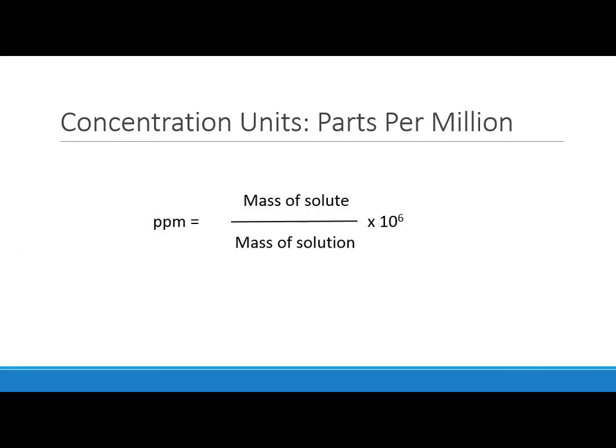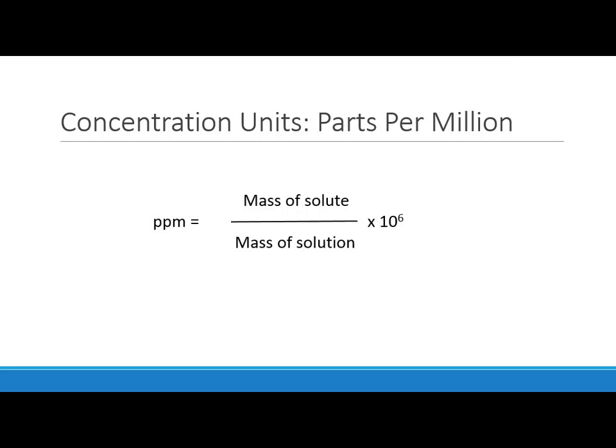Now, that's mass percent. What about ppm, or parts per million? This is a common one that's used in things like water quality. If you get your water tested, it'll tell you, oh, you have 3 parts per million arsenic in your water, and so forth. This probably looks relatively familiar because you're taking the mass of the solute and dividing by the mass of the solution, and then you're multiplying, in this case, by 10 to the 6th.